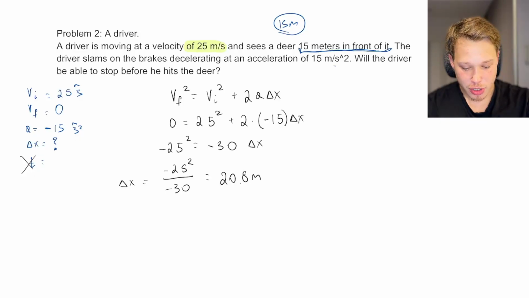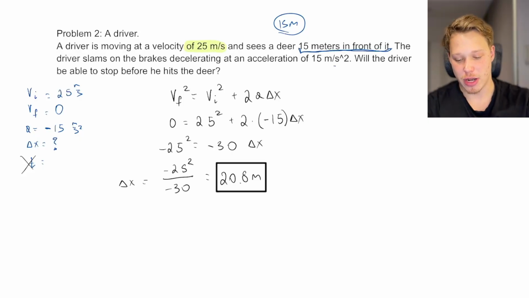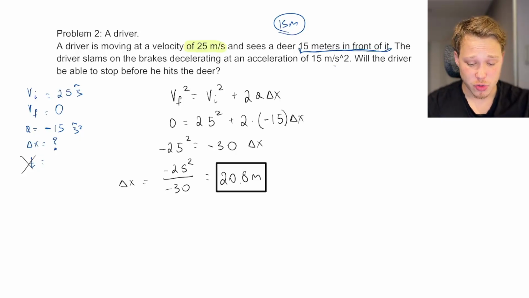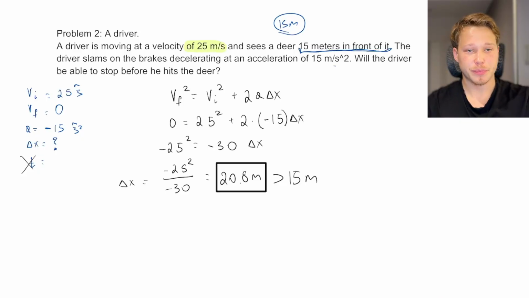20.8 meters. So comparing it to 15 meters, will he hit the deer or not? Well, unfortunately, the deer will be hit, right? Because 20.8 meters is greater than 15 meters.